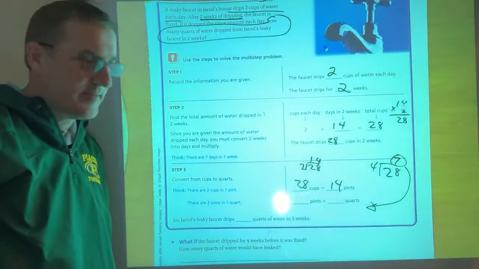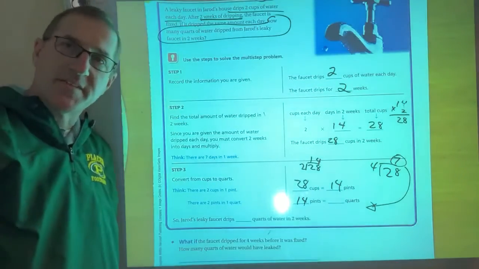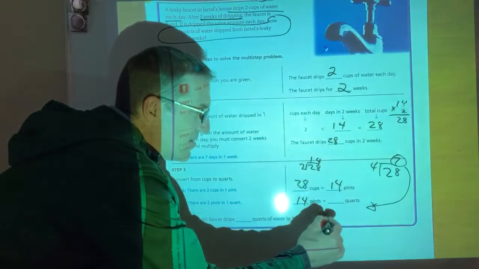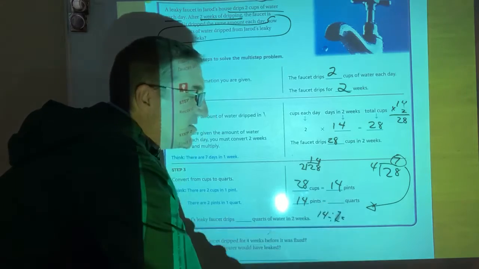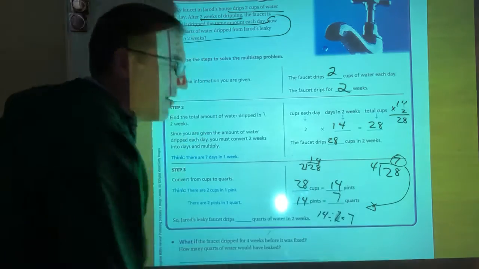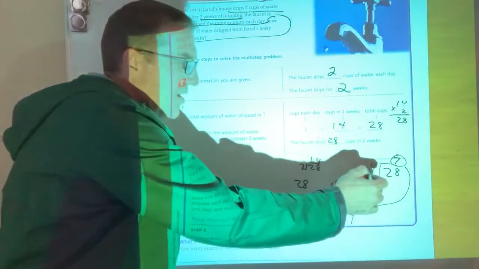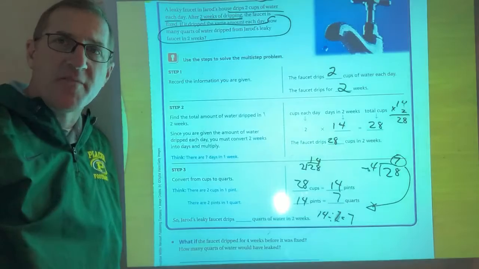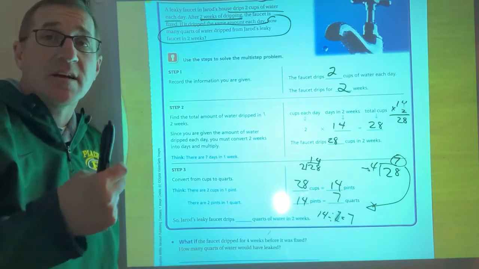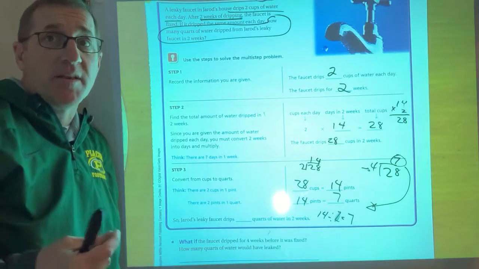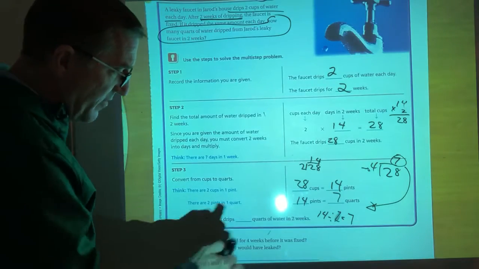All right? Easy peasy. Now I'm going to take my 14 pints, and if I want to go from pints to quarts, I have to take 14 and divide it by 2, which of course equals 7. So I can do it in 1 step using the chart if I know that. If I divide by 2 and I divide by 2, that's the same as dividing by 4. Just keep that in mind. You can just multiply all of those out and do it on your own if you can't remember them. All right? So the faucet's going to drip 7 quarts.